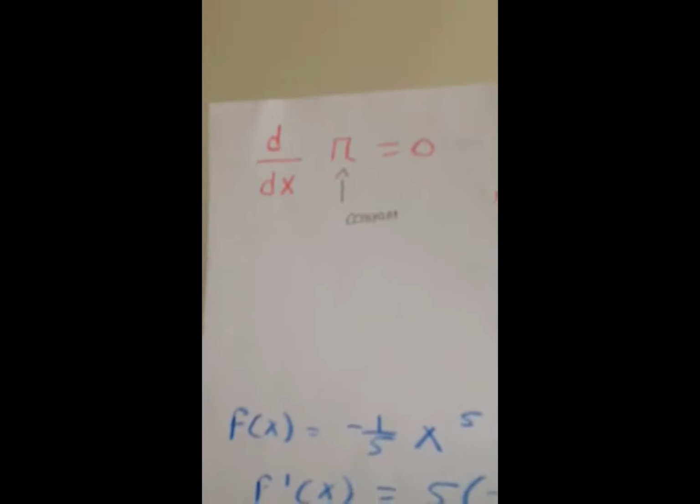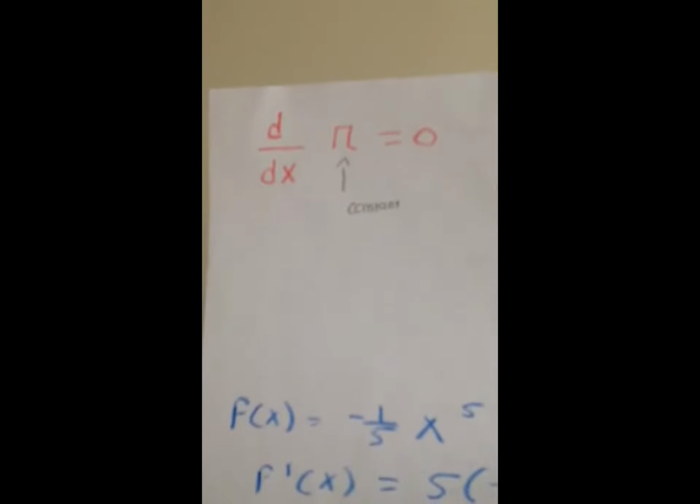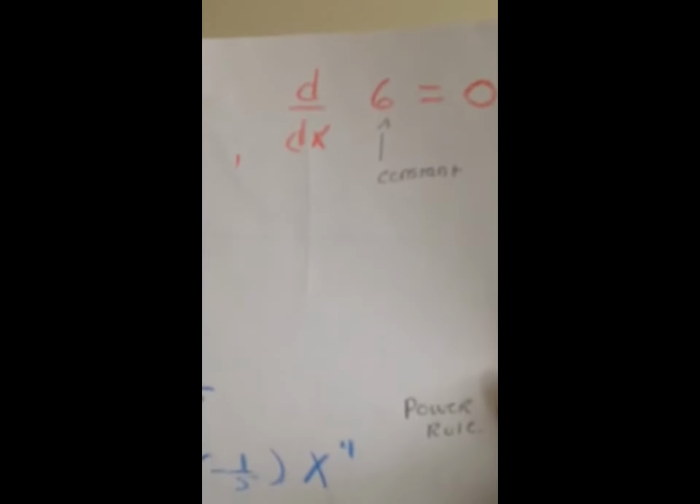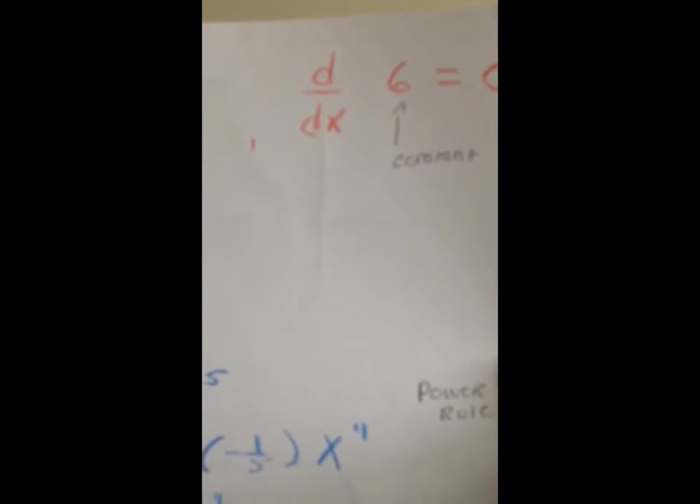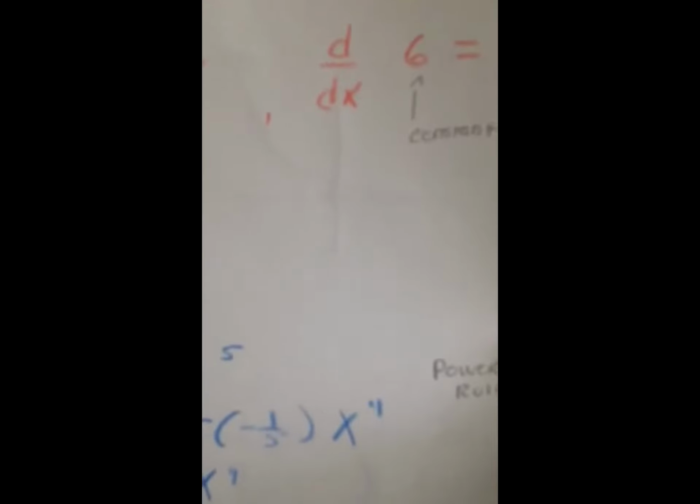Derivative of a constant. When we think about the derivative of a constant, it is always equal to 0. So going over here, the derivative of pi equals 0. Pi is a constant. The derivative of 6 equals 0. 6 is a constant. If it was the derivative of 1, it would still equal 0. The derivative of 10 would still equal 0.